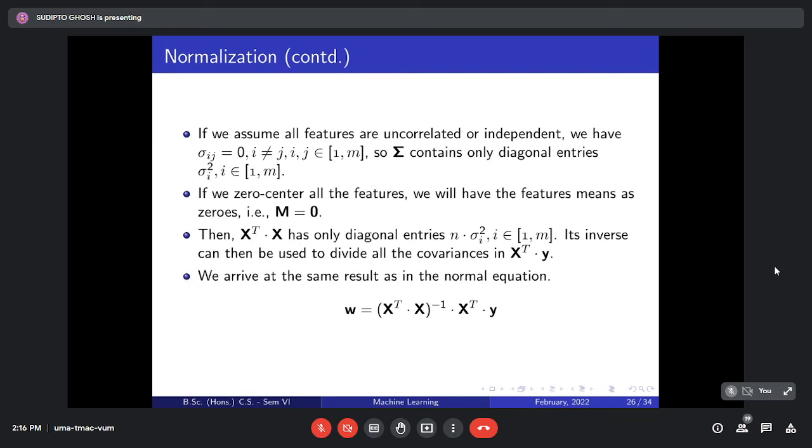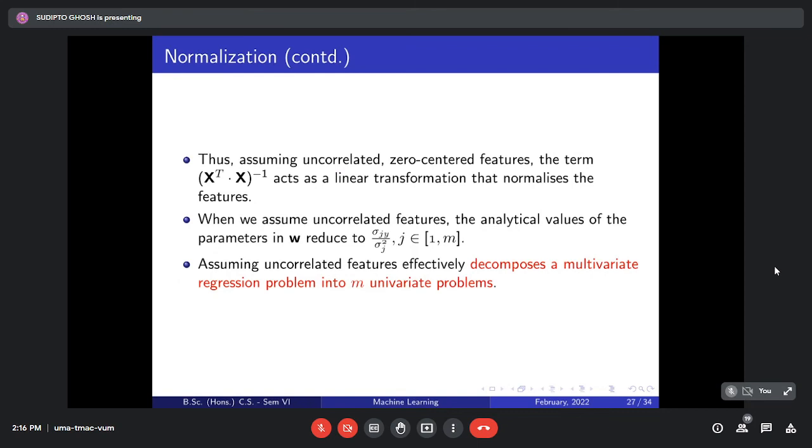One takeaway from this entire thing is that for the entire multivariate regression problem, instead of finding all of these different parameters by doing some complex iteration, we just take the covariance of the jth feature with Y and then the variance of the jth feature itself, and then we can come up with the corresponding parameter, right? What we did was we decomposed the entire multivariate problem into M univariate problems.